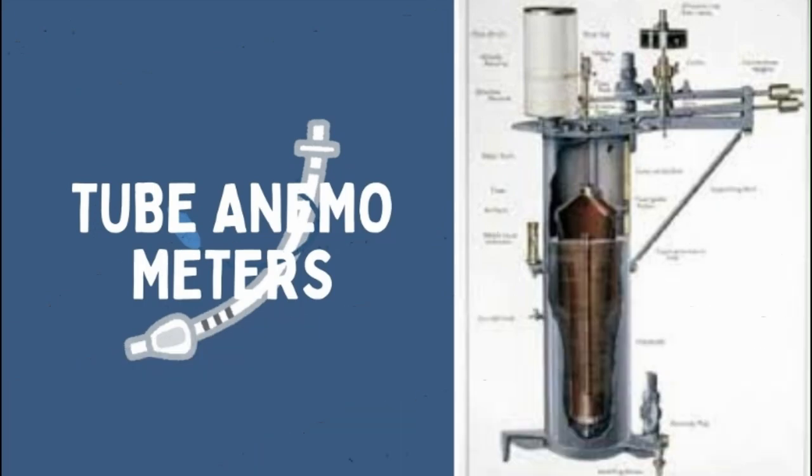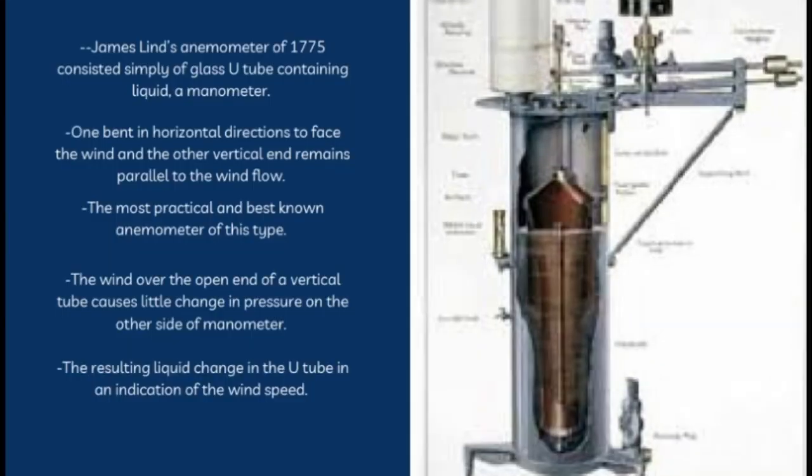We also have tube anemometers. James Lind's anemometer of 1775 consisted simply of a glass U-tube containing a liquid manometer with one end bent in a horizontal direction to face the wind and the other vertical end remaining parallel to the wind flow. Though Lind's was not the first, it was the most practical and best known anemometer of this type.